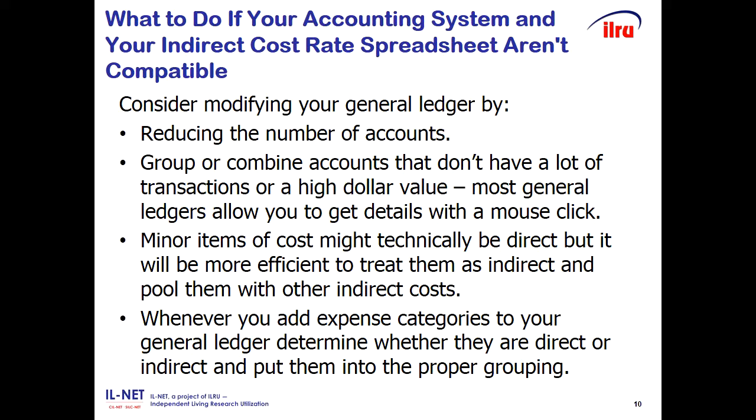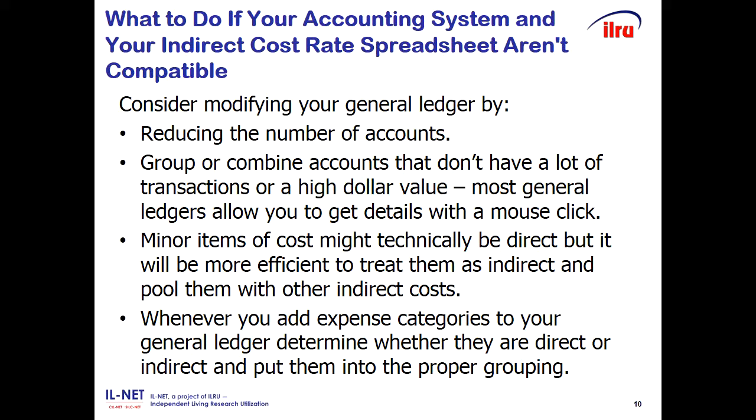Also wanted to mention that in addition to having a proper breakdown between what's really direct and what's really indirect, keep in mind that there can be minor items, small costs, maybe a lot of transactions, and technically they might be direct. They might be directly allocable. But it will be more efficient to treat them as indirect and pool them with other indirect costs. So that'll save you time and make this process more manageable.